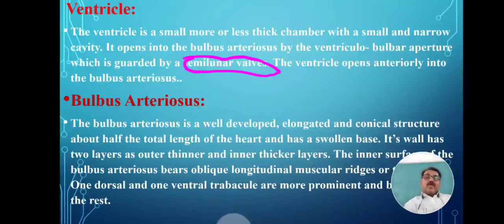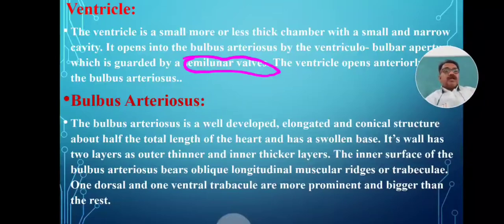The ventricle opens anteriorly into the bulbous arteriosus. The two chambers are the auricle and the ventricle, and then comes the bulbous arteriosus. Again, the bulbous arteriosus is a well developed, elongated and conical structure, about half of the total length of the heart, and it has a swollen base.